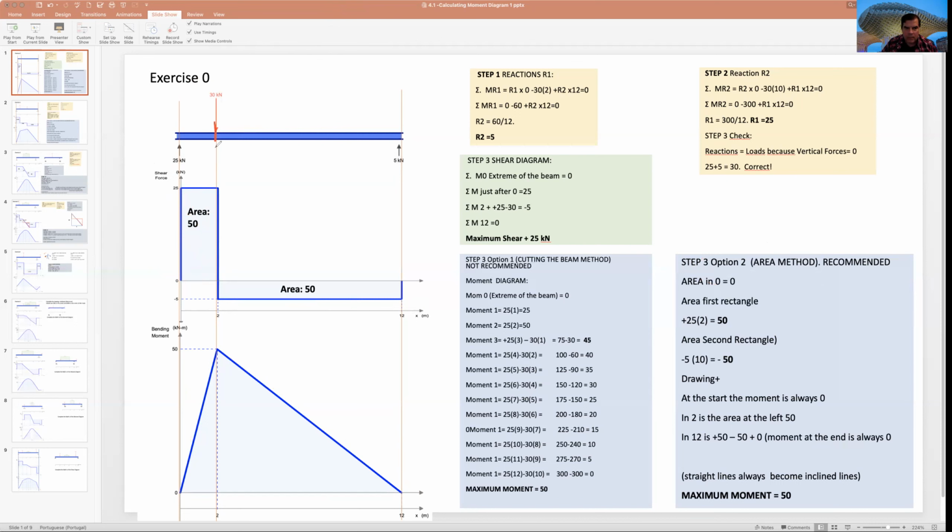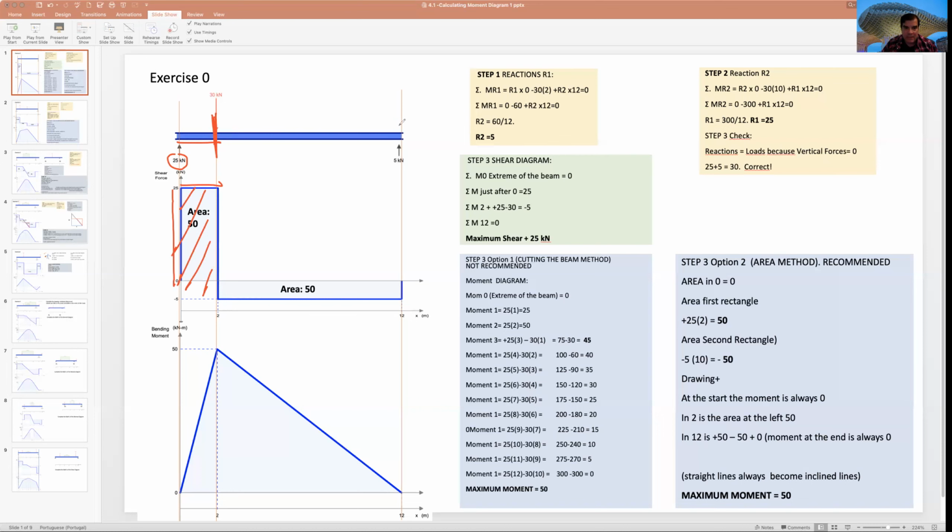If I cut the beam here, I am doing exactly the same. I am multiplying 25, that is this side, by 2, that is this distance. That is the moment just before 30. It's the same as calculating the area.